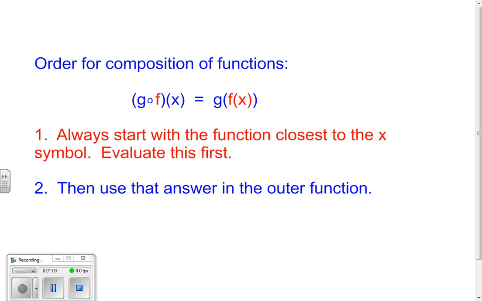Always start with the function that's closest to the x value, wherever that one happens to be. It doesn't matter whether it's written with the little open circle or just with parentheses. So if you take a look at both of these, the x value is closest to f. So you'll start by putting that value into f first, and then you'll get whatever answer you have, and that would go back into g. So essentially, you're doing two different problems.